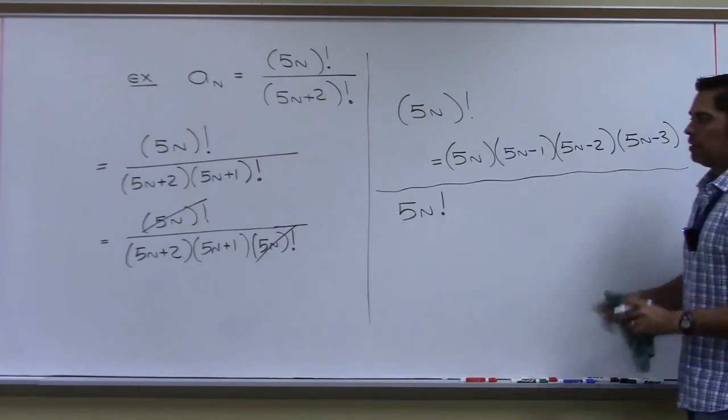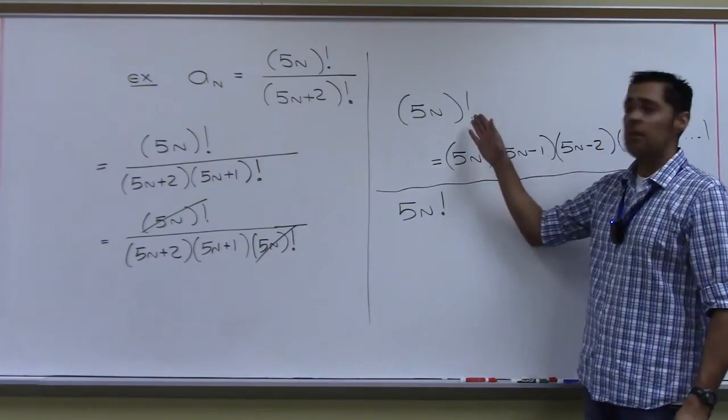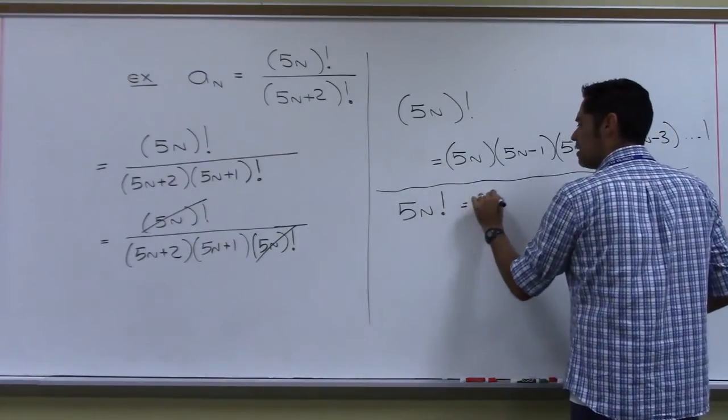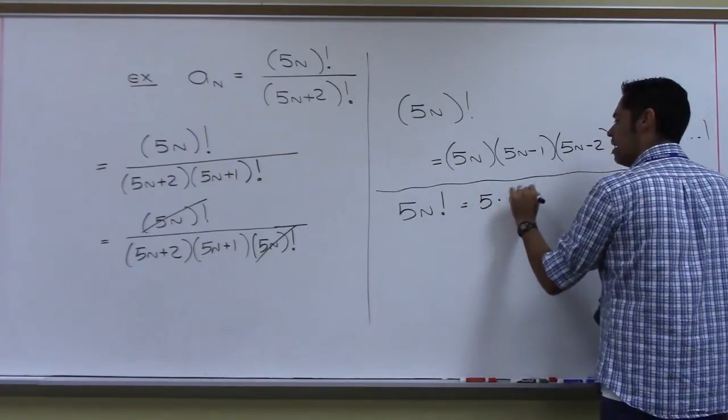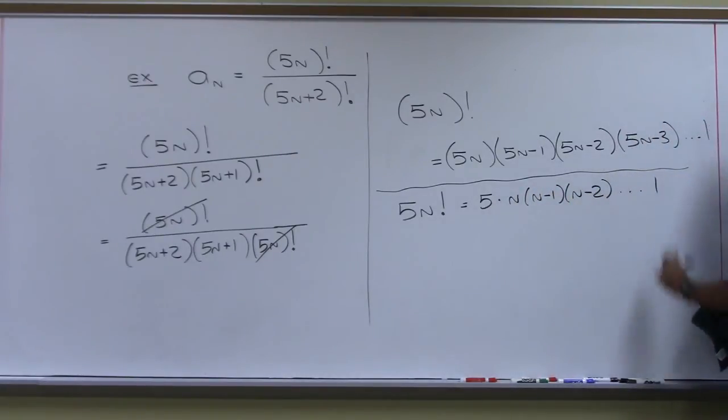It's part of the primary. What's the factorial on here? Just the n. Here, it's the whole thing. So the difference between these two expressions is that this is 5 times n minus 1 times n minus 2 all the way down to 1. See the difference between that?